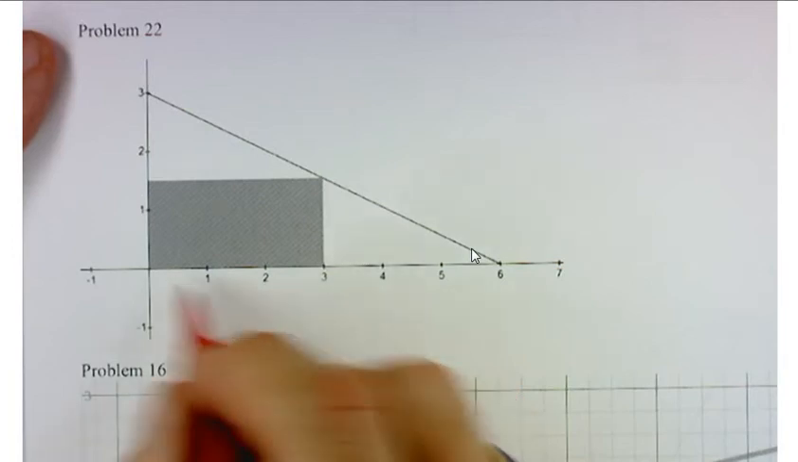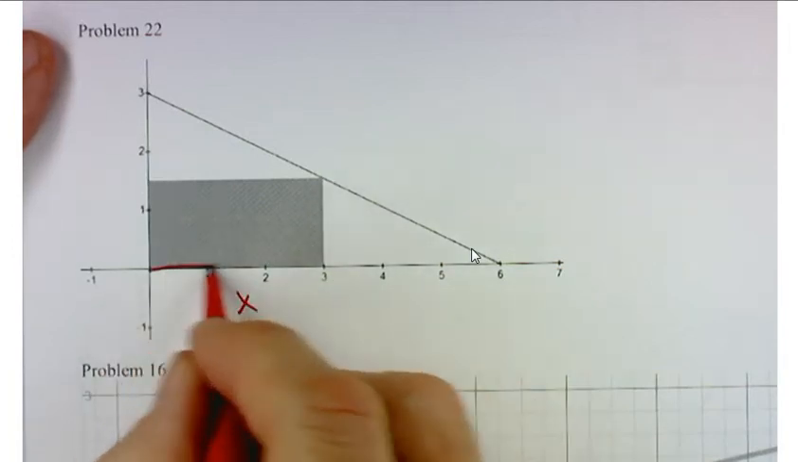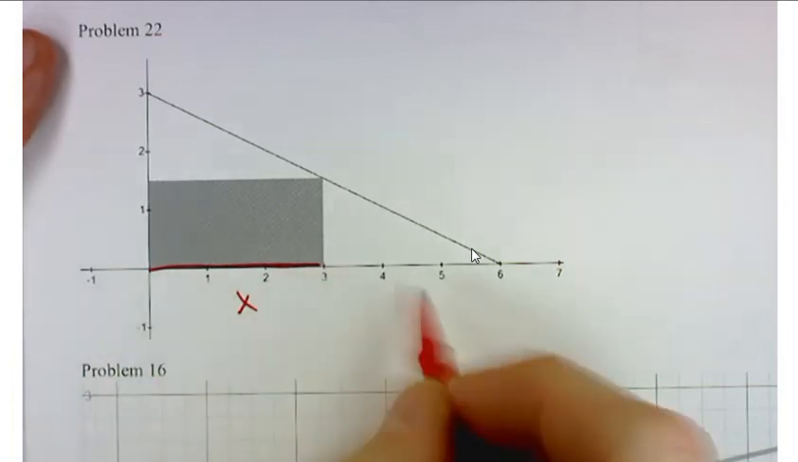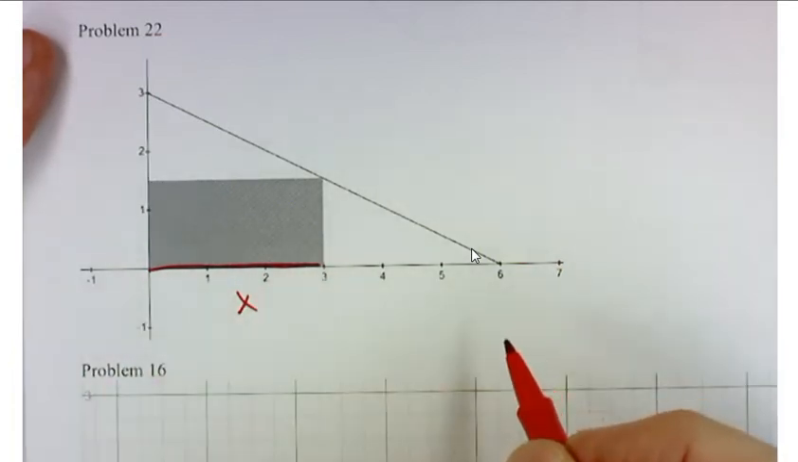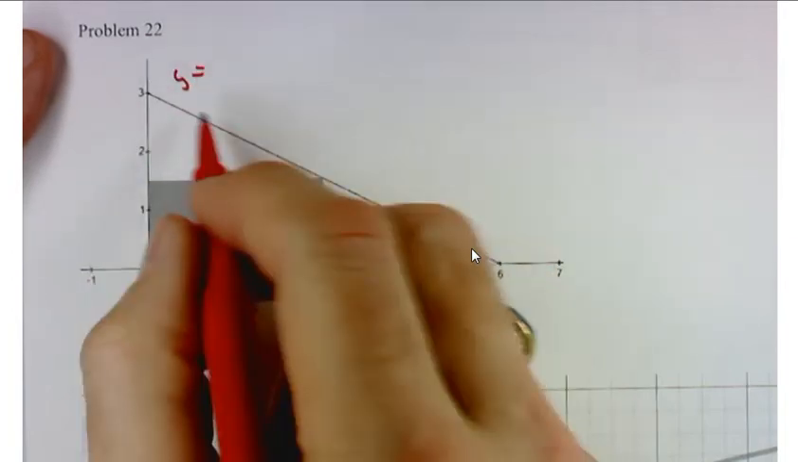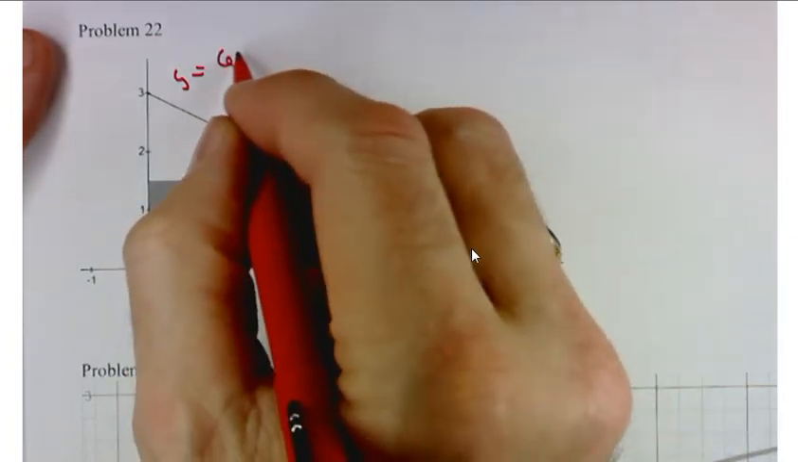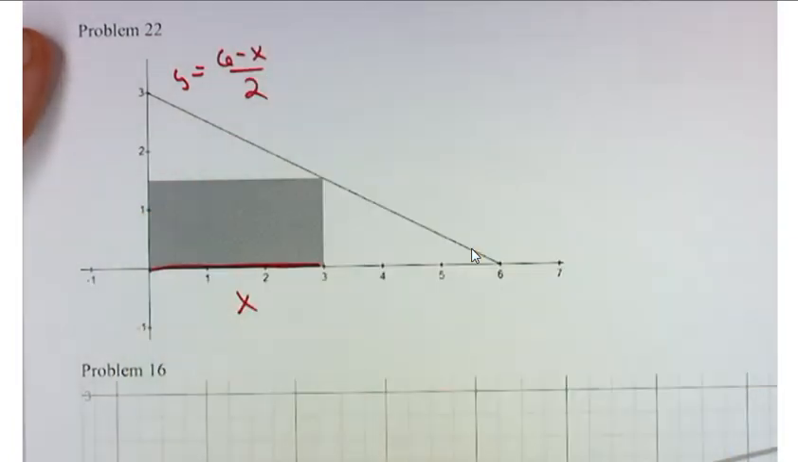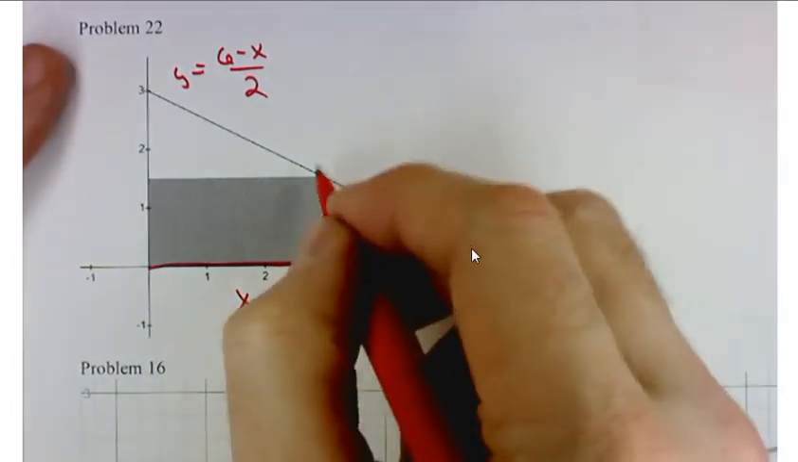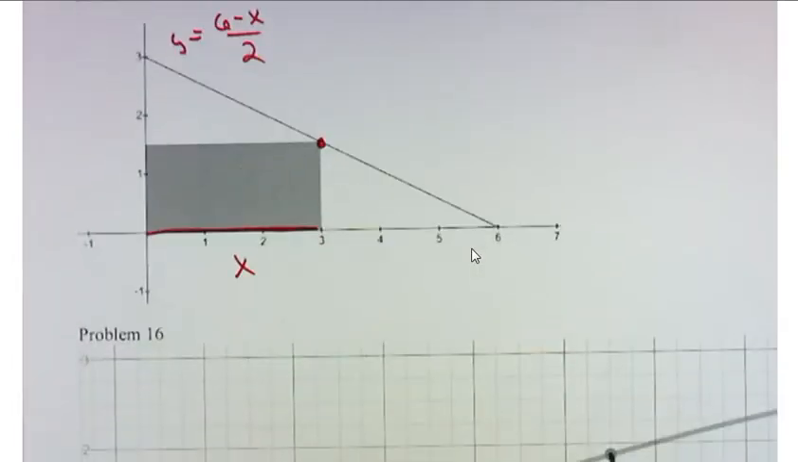So let's call this direction x, this length, so how far we stretch it out this way. Now the problem itself gives you the equation of this line. I've only drawn it in the first quadrant. It's y equals 6 minus x over 2. That's the equation of the hypotenuse there, yes.